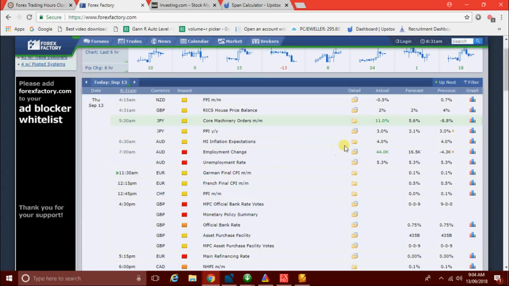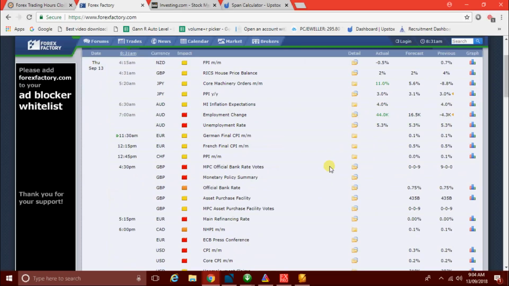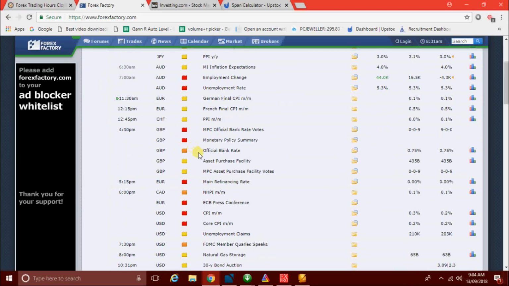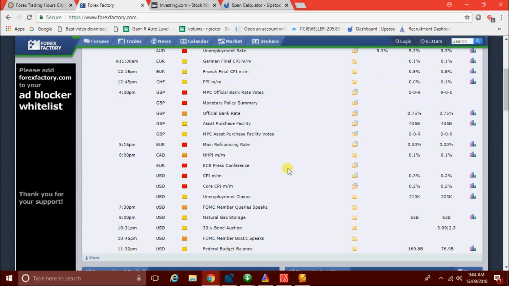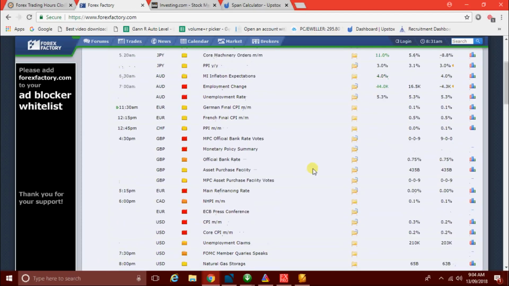Next one is Forex Factory. This website helps to know what major news is coming. Here you can see red, which means whenever that news comes, it shows a high fluctuation in the market. For crude oil, you only need to check the crude oil inventory. Usually it comes every Wednesday.